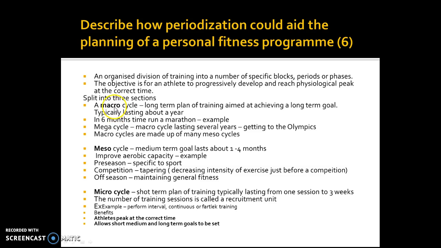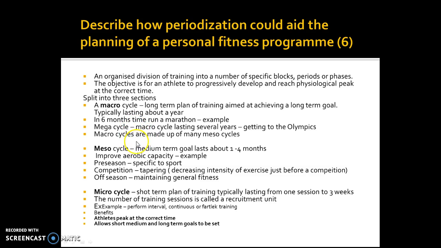So macro cycle is your kind of long-term goal. Okay, so for example, it could be up to a year. We're going to use a 6-month example here. So we're saying 6 months time, the goal is to run in a marathon. That is your macro cycle. Don't worry about mega cycle, that's all I'm going to say. So macro cycles then, okay, we need to know that it's 6 months up to a year.